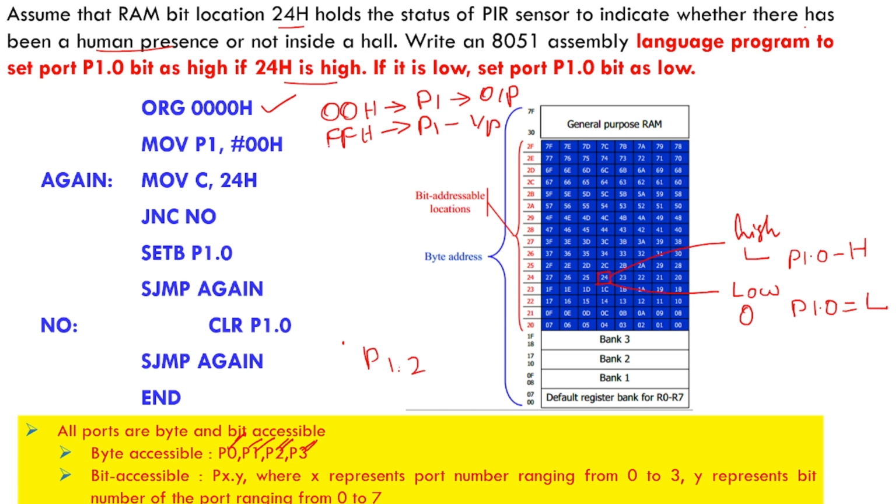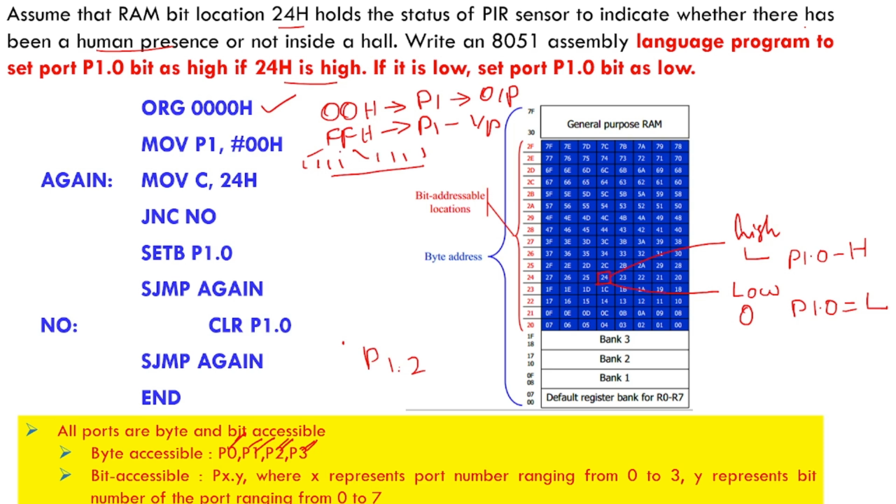What do you mean by FF? That is 1 1 1 1 1 1 1 1, totally 8 bits. That means all 8 pins I can configure as input pins.